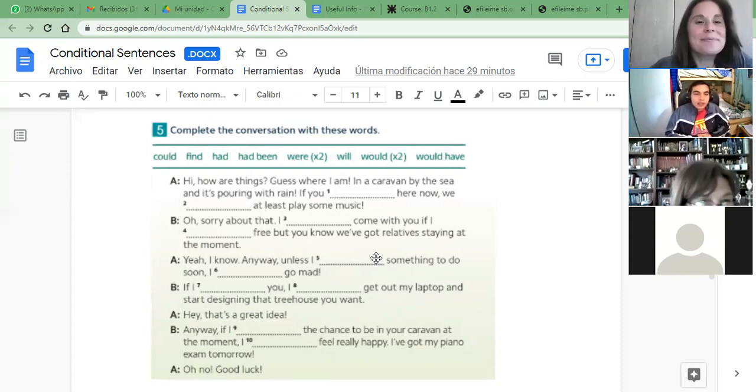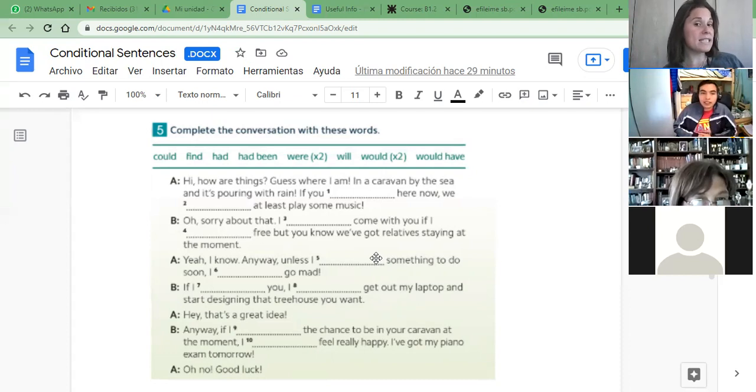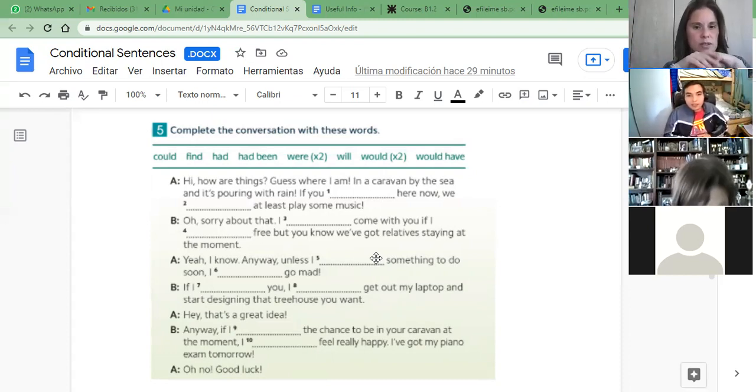Hi, how are things? Guess where I am? In a caravan by the sea, and it's pouring with rain. If you were here now, we would at least play some music. Okay. Do you agree? Yes.